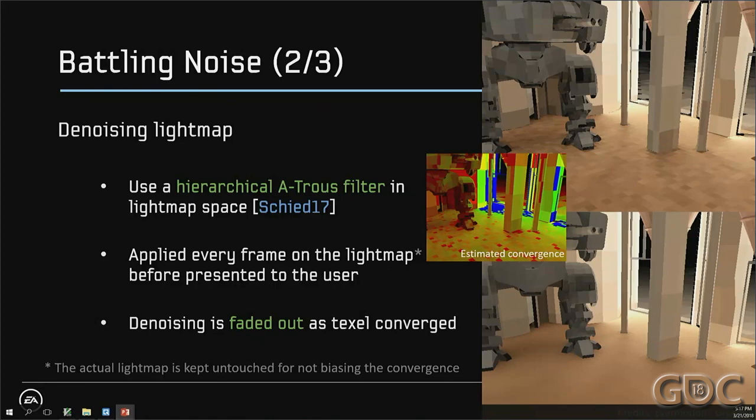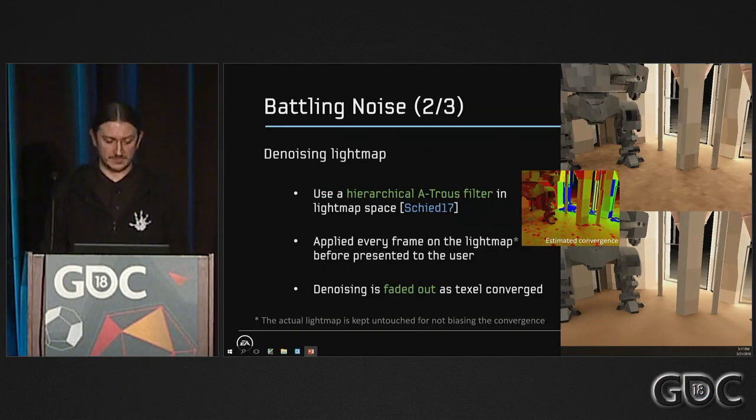And to this aim, we use the à-trous filter, the same à-trous filter that's used for SVGF. And you can see on the right, at the top, the unfiltered light map, so noisy. And at the bottom, the filtered light map using the SVGF filter. And the small image in the middle is showing the variance. Red has super high variance, and blue has converged. And this is applied on the light map each frame, before it's presented in the editor, basically.